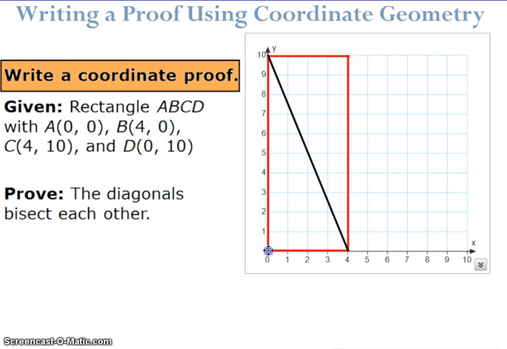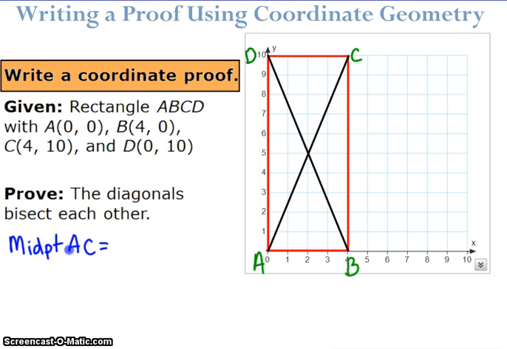Remember, there are 2. And one of the properties that we learned about rectangles is that the diagonals will bisect each other. So our goal is to find the midpoint of each diagonal. If they are the same, then they bisect each other. So I should have labeled A, B, C, and D. Alright, so now what we're going to do is find the midpoint of line AC.